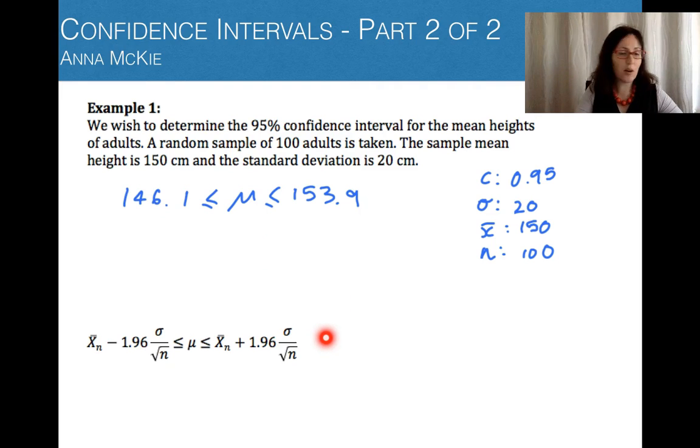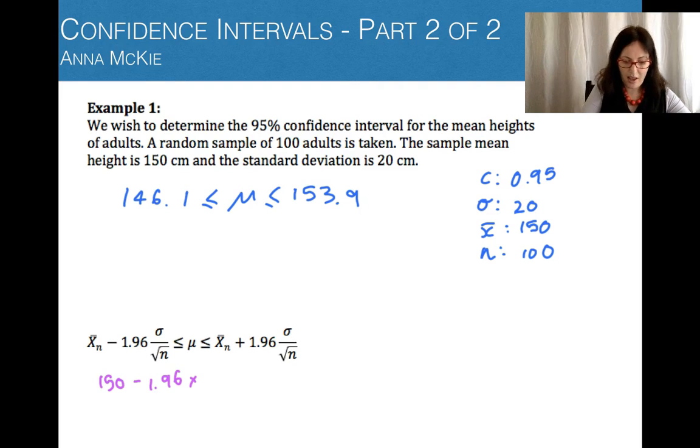I'm just showing you here with the formula though. I'll just write it out once using the formula. You do not have to show it subbed into the formula and then equate it. But I'll just do it once for you. So our X bar is 150, subtract 1.96. Remember from the last video, that represents the Z score for the 95% interval. Sigma is 20 over the square root of N, which is 100.